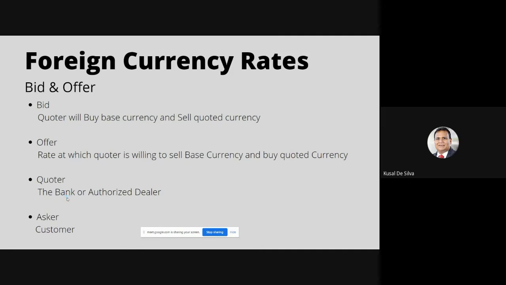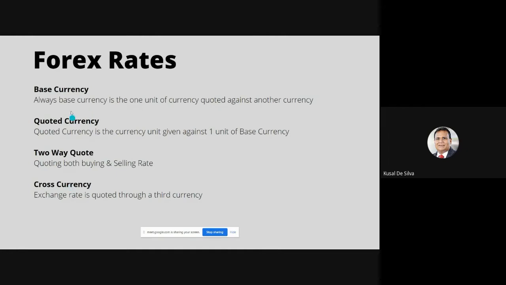The asker is the customer. Then I have explained what is base currency and what is quoted currency. Always the base currency is given as one unit. Now in Sri Lanka, practically we say $1 is equal to LKR 203. That is today's selling rate.